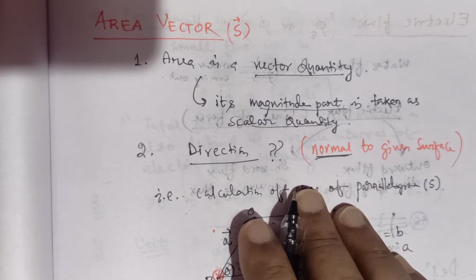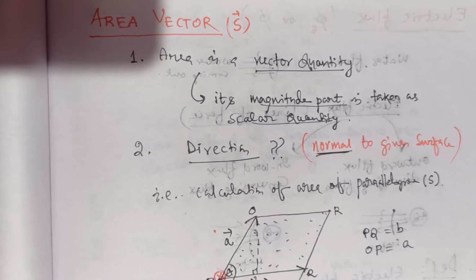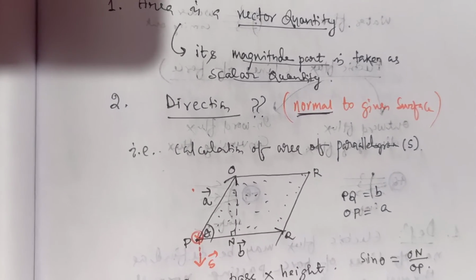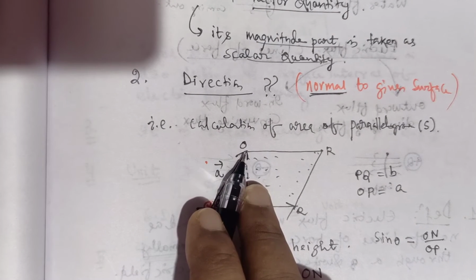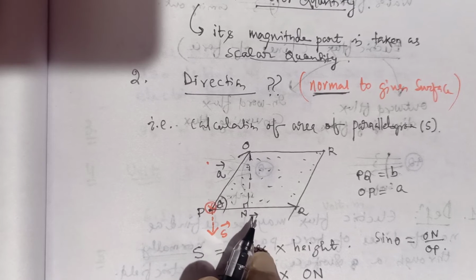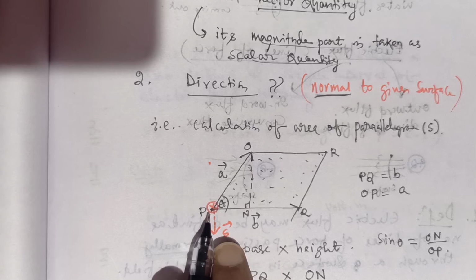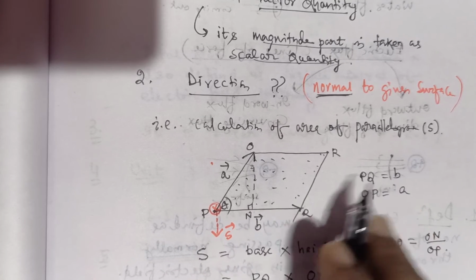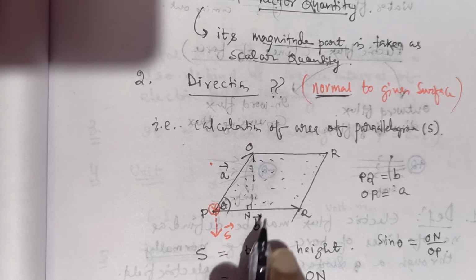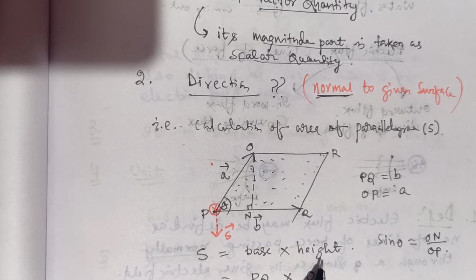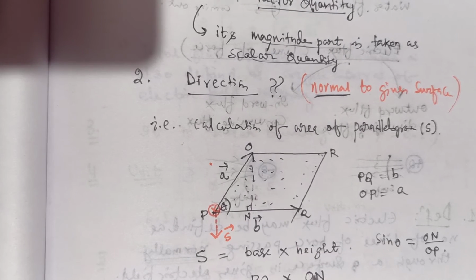Why should we remember that the direction of the area vector is normal? See this example. This is a figure of a parallelogram, and this side is represented by B vector and this side is represented by A vector, and the angle between A vector and B vector is theta, and here a perpendicular is drawn on it. PQ length is B and OQ length is A. When you find the area of the parallelogram, the formula is base into height. For the base we take PQ, for the height we take ON.